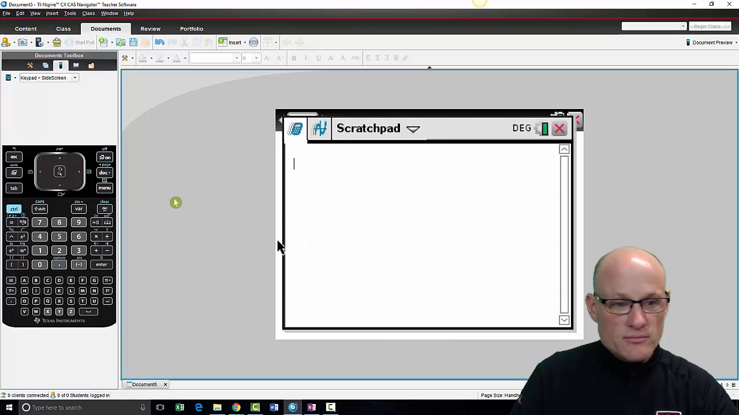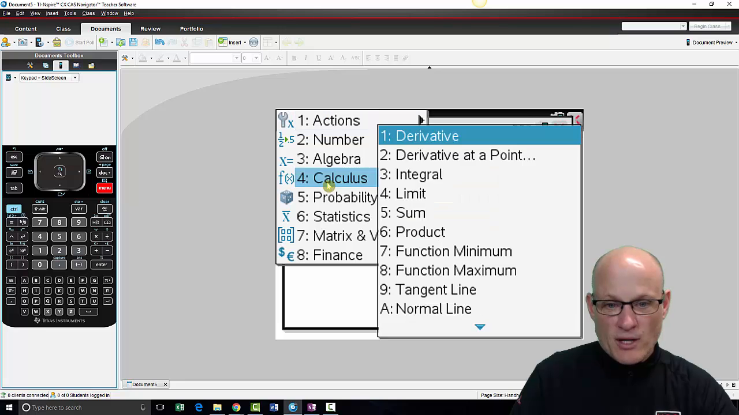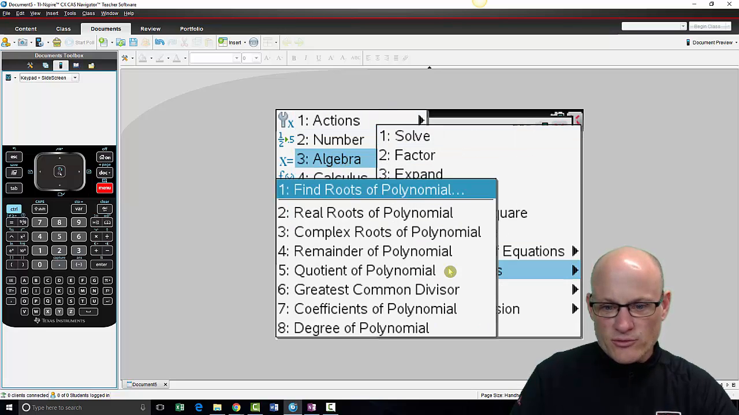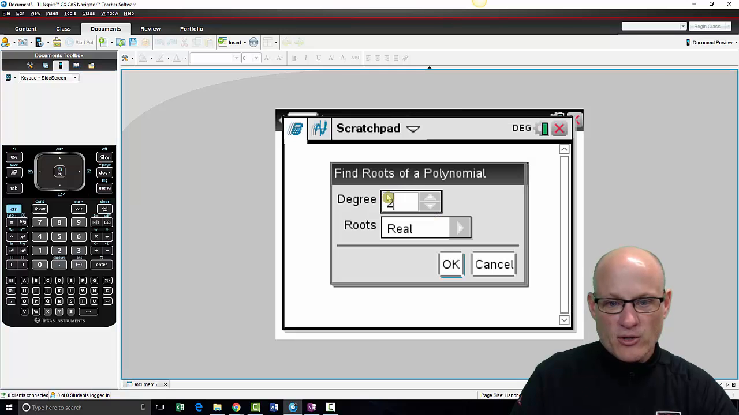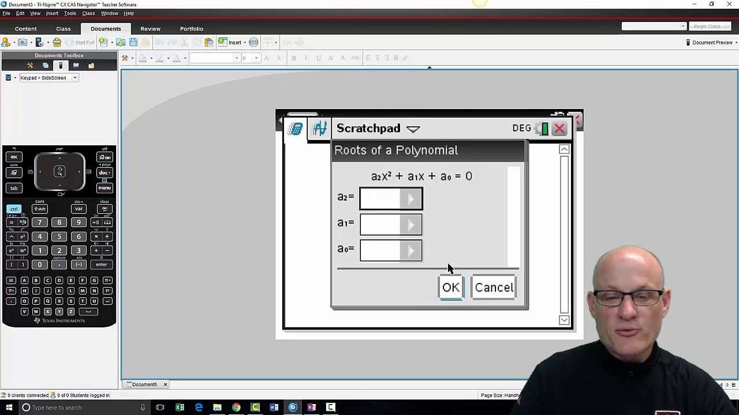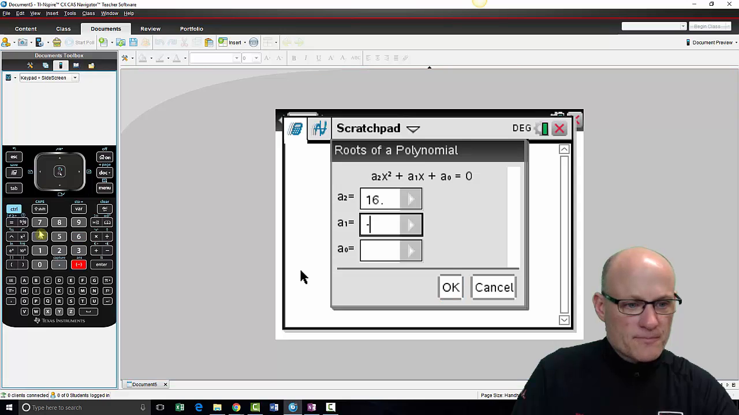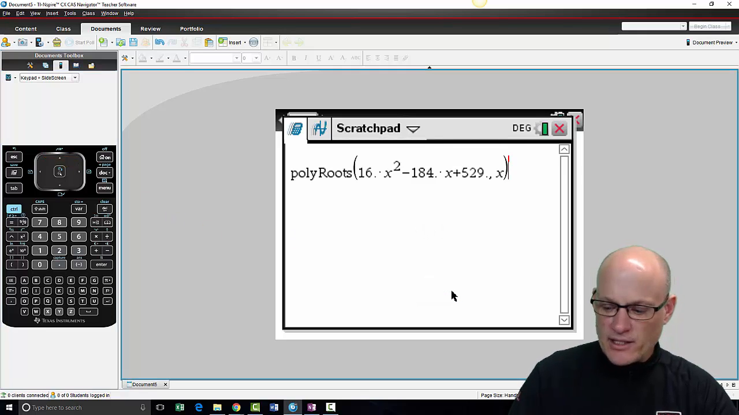Nope, that's not what I want. Menu. Yours is 331. Mine is algebra, polytools, and find the roots of polynomial. Okay, so menu 331 for you. We type in 16, we type in negative 184, and I type in 529. Okay, and I click OK, and I click Enter.